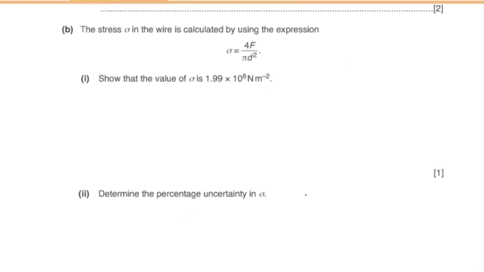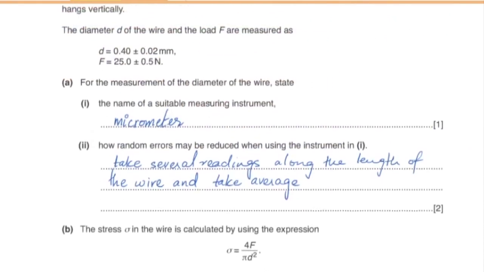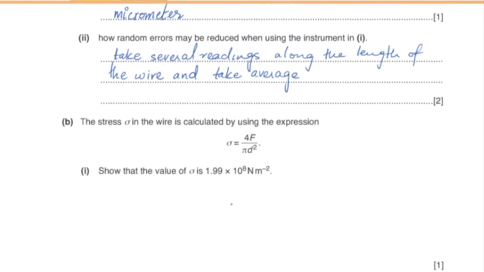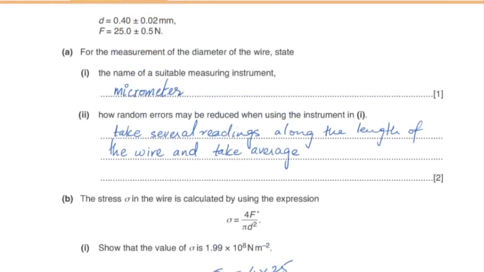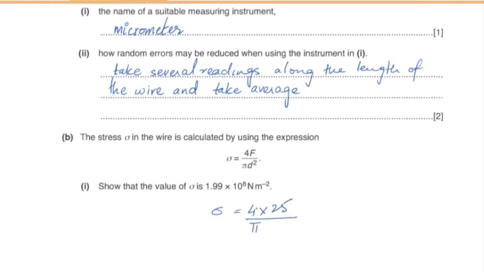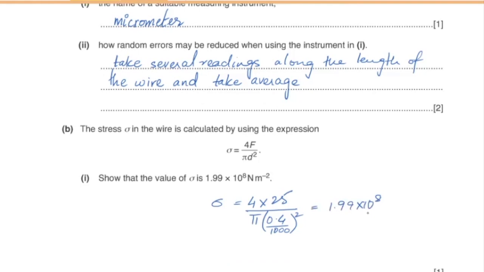Part B, the stress in the wire is calculated by using the expression. Part 1 showed that the value of stress is 1.99 into 10 to the power of 8 newton per meter square. So stress is equal to 4 into the force. The force that's being exerted on the wire is 25 newtons. So stress is equal to force multiplied by 4 divided by pi D squared. The diameter of the wire over here is 0.4 millimeters. We'll convert that to meters. So 0.4 divided by 1000, the whole square, and that gives us 1.99 into 10 to the power of 8 newton per meter square of stress.